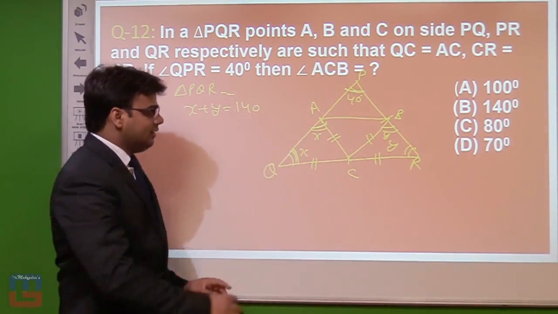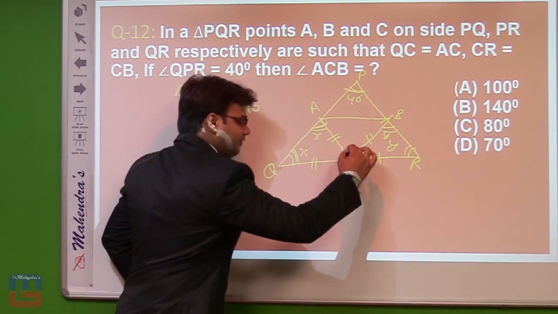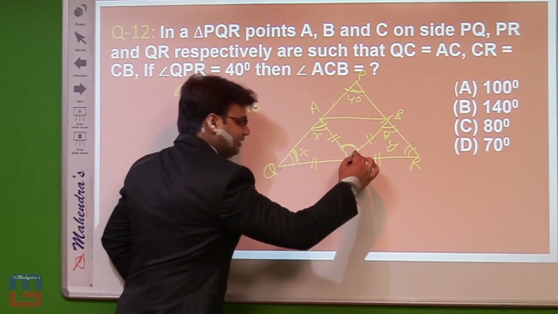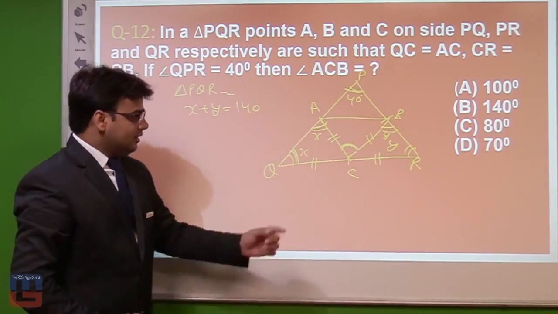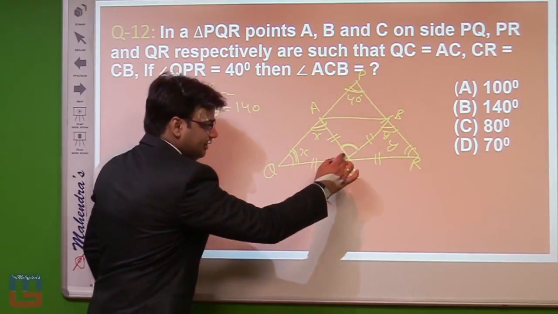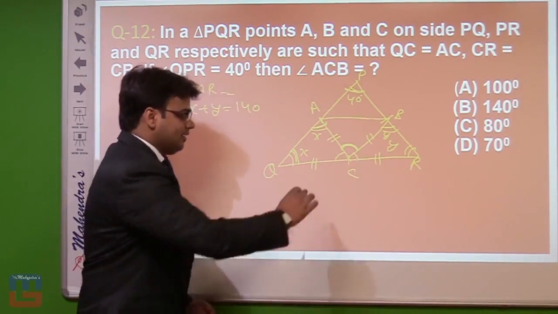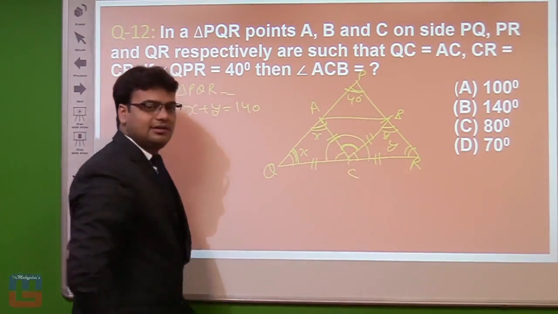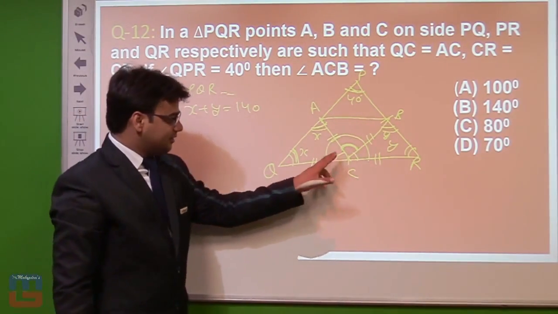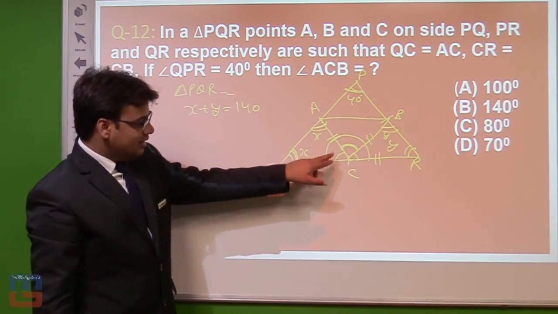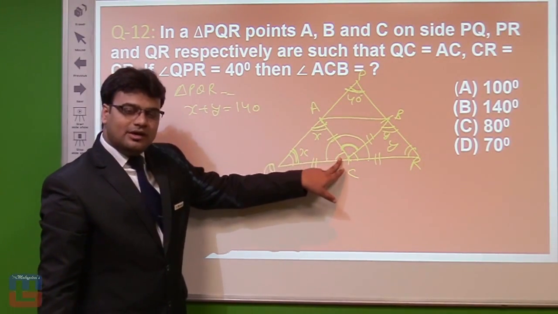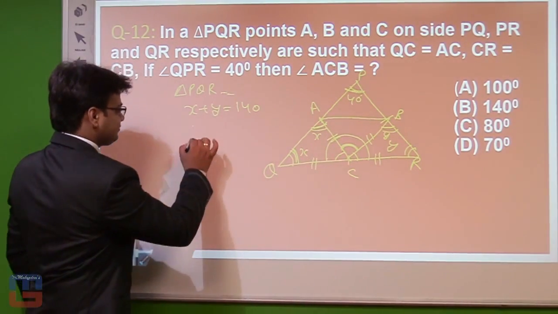Here, what is the requirement? We require to find the value of angle ACB. If we draw a straight line, its line angle is 180. That means this angle is X plus X, and its remaining angle is 180 minus 2X.